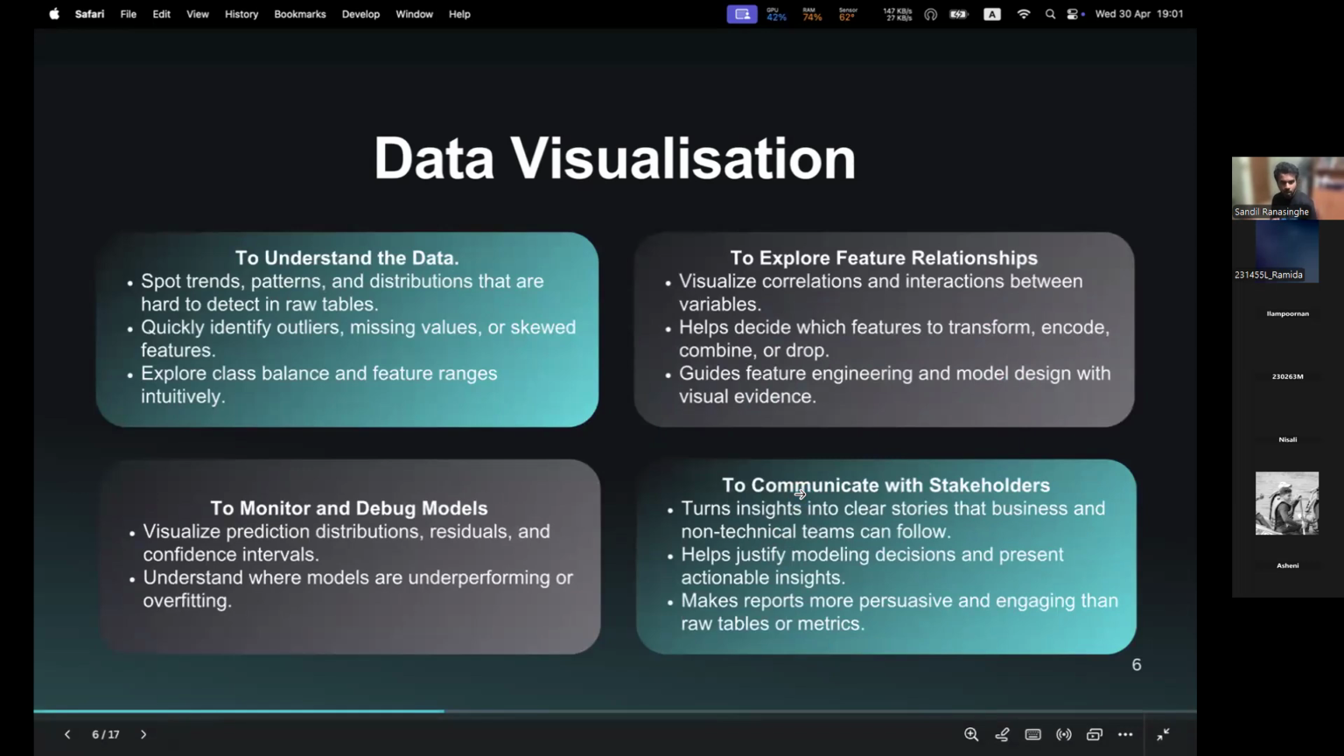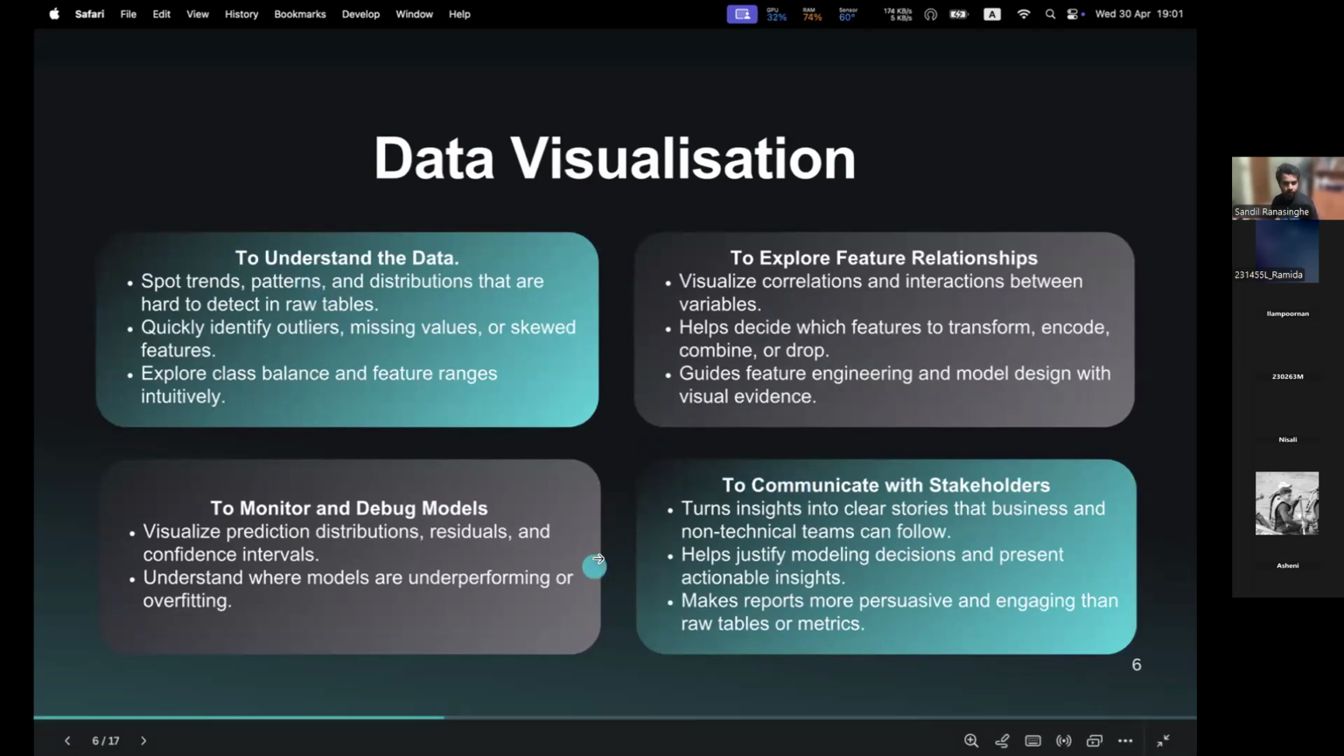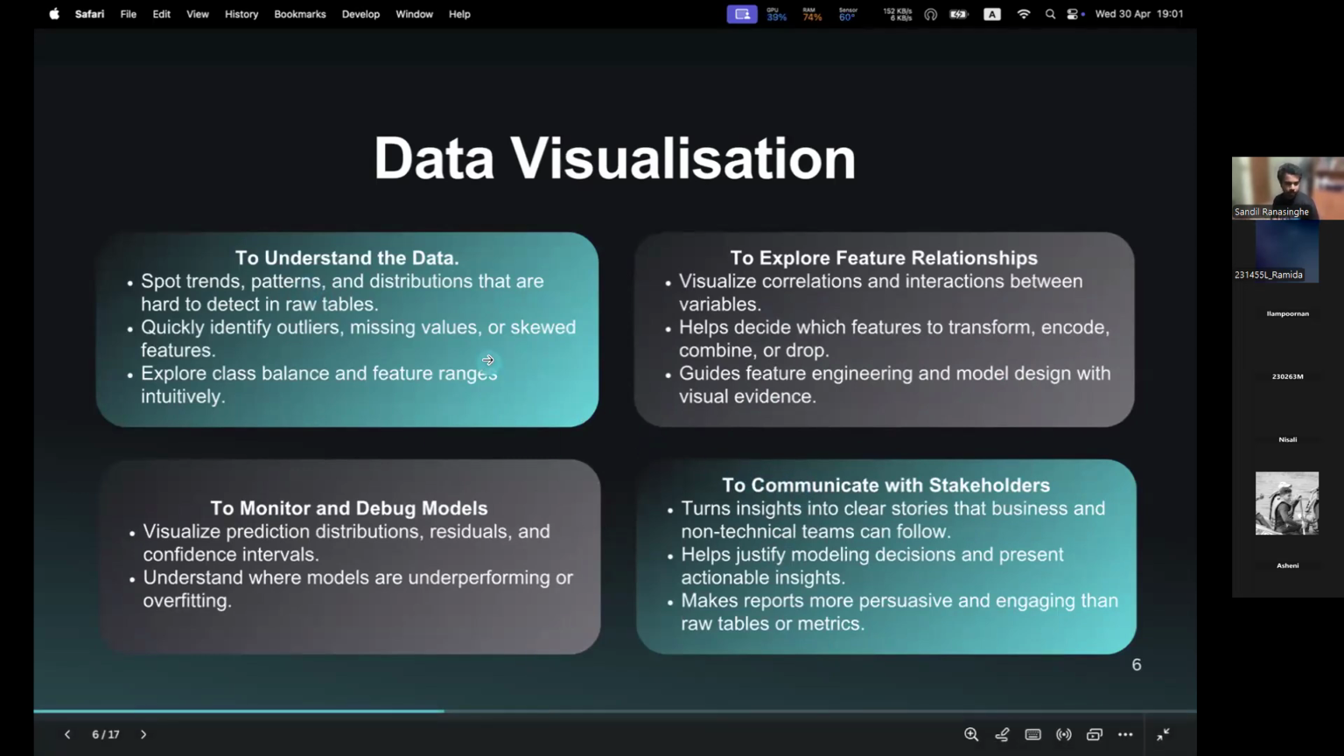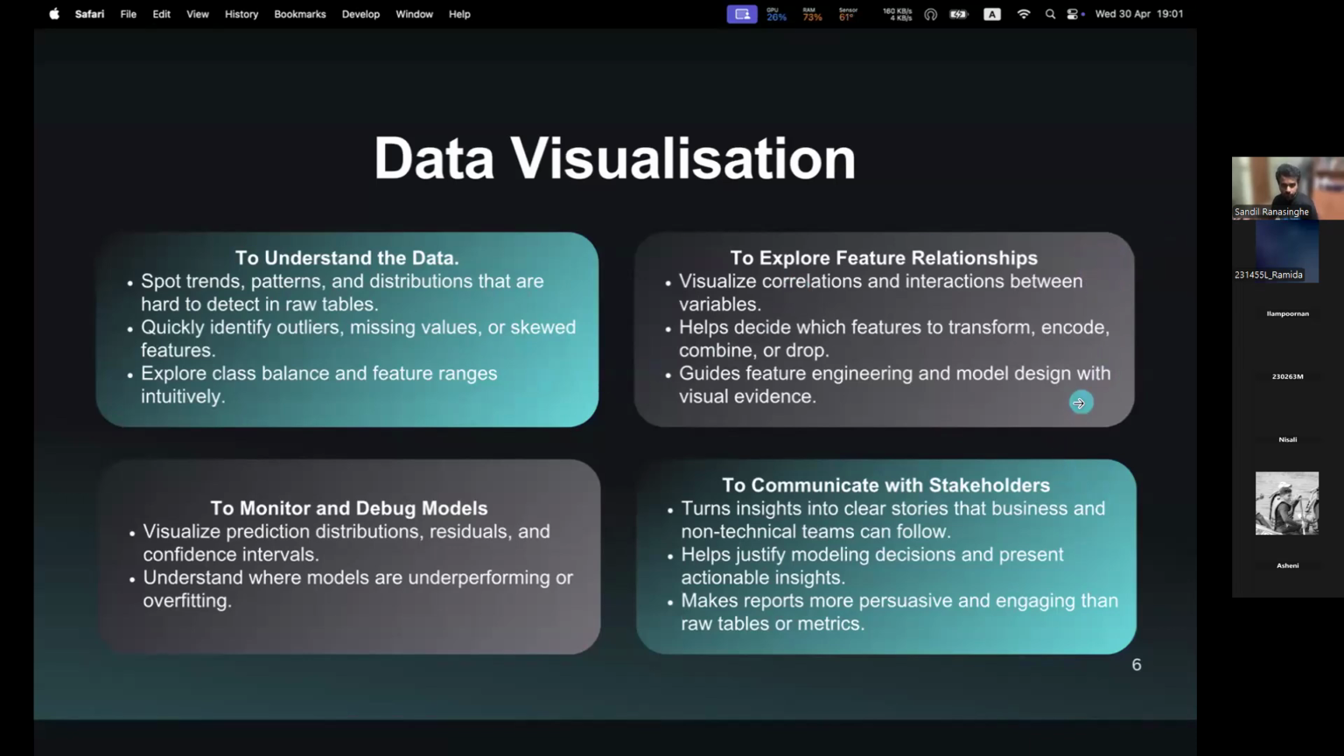So again, why do we want to use data visualization? Obviously, as we talked about earlier, one reason is exploring the data to understand the data, spot trends, identify outliers, missing values, and see maybe class balance, etc. But also, especially important when it comes to feature engineering, to explore feature relationships, like I mentioned earlier. So you can see correlations, interactions between variables.